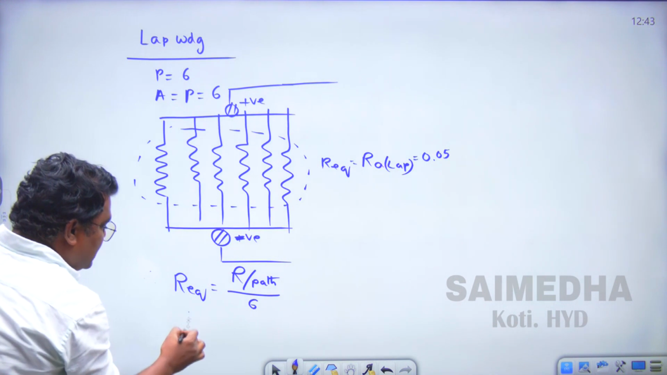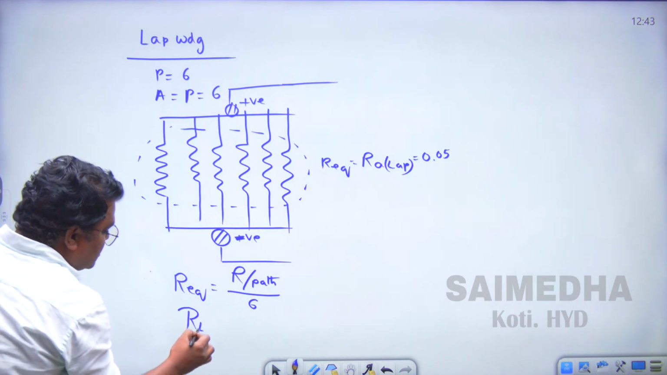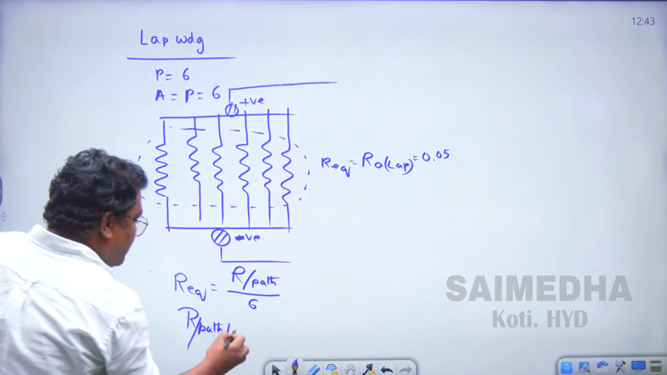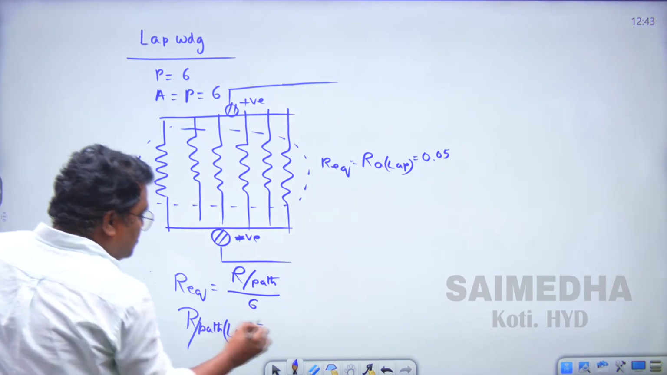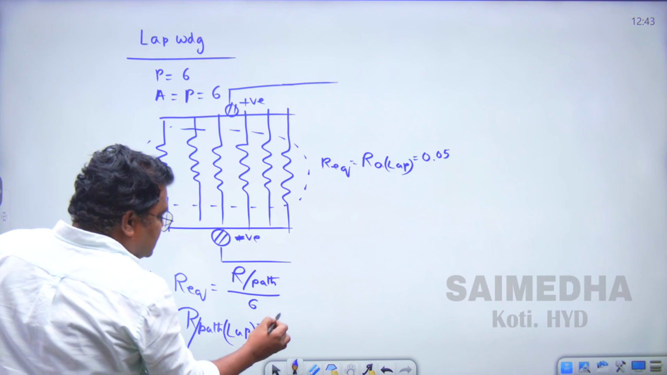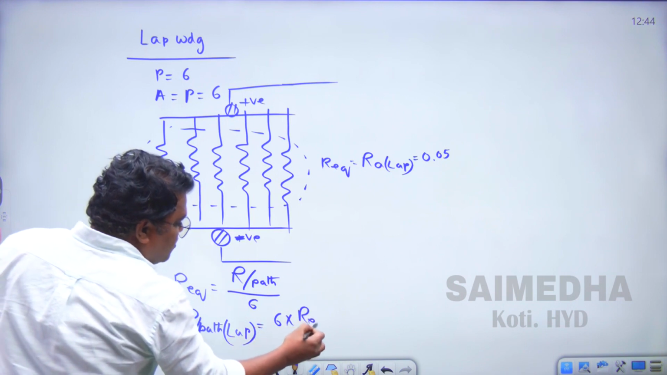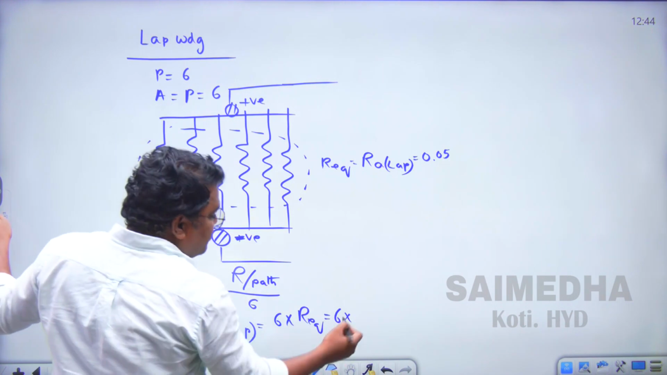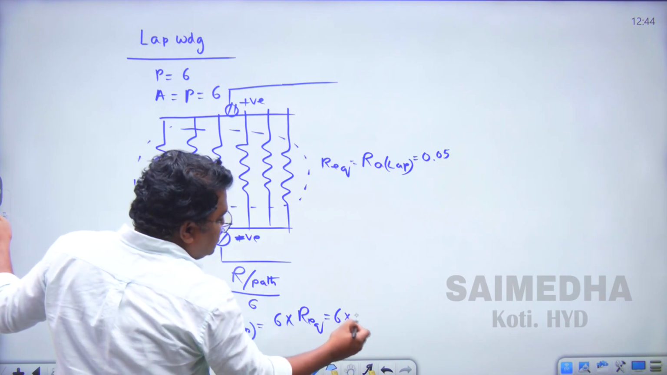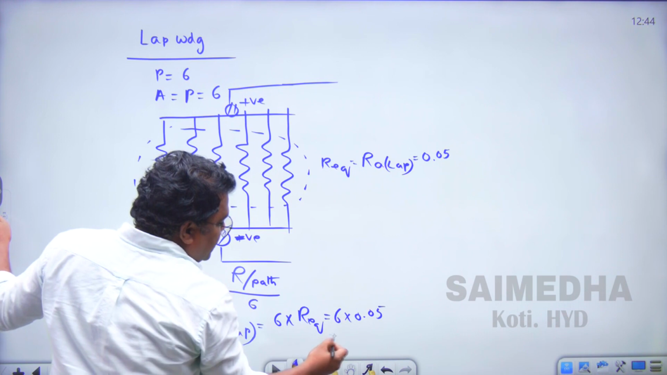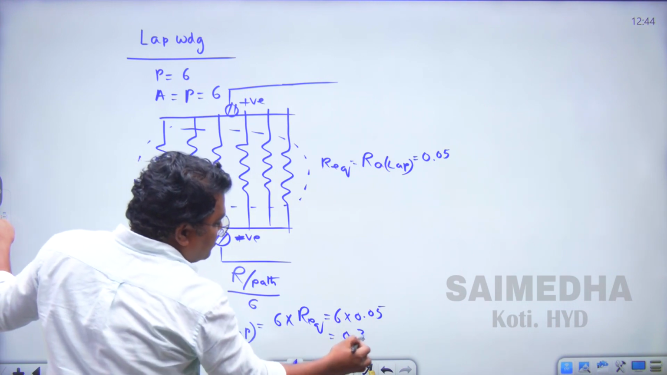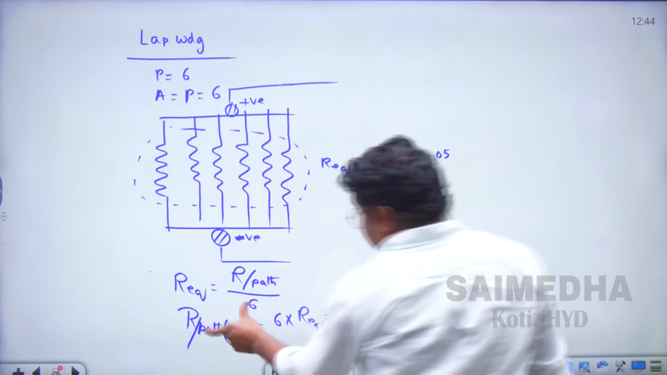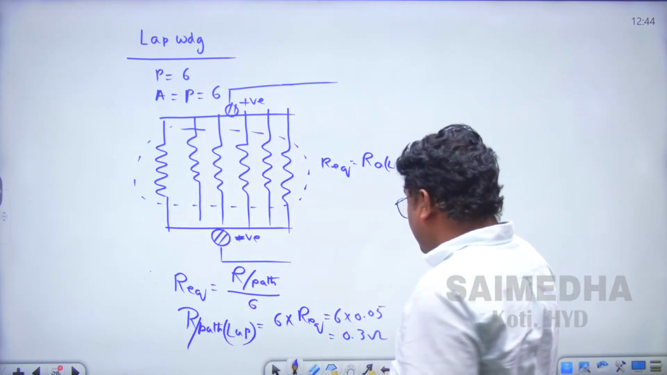Therefore the resistance per path in the lap winding is equal to 6 multiplied by R equivalent, 6 into 0.05, so it is equal to 0.3 ohms. This is the resistance per path in the lap connected armature winding.